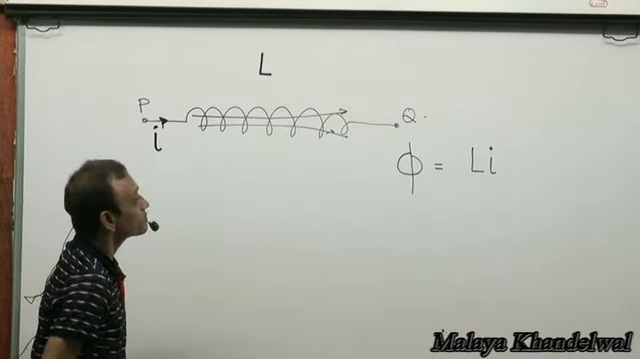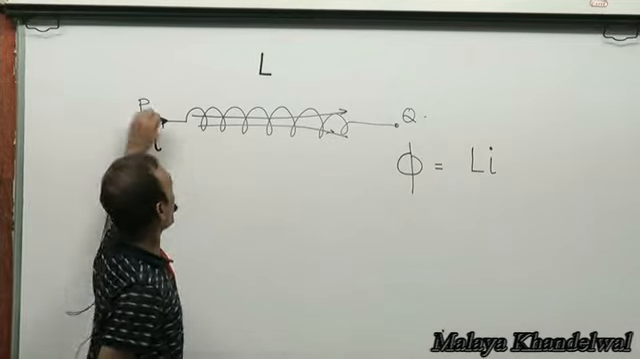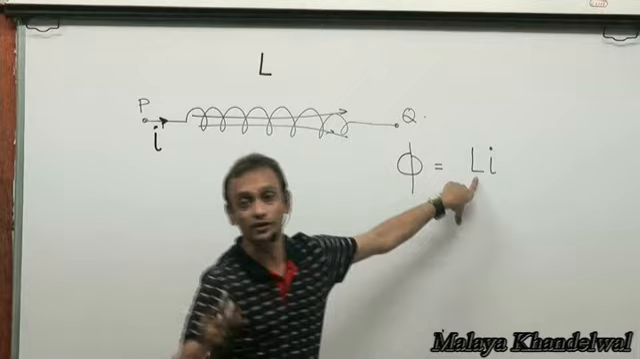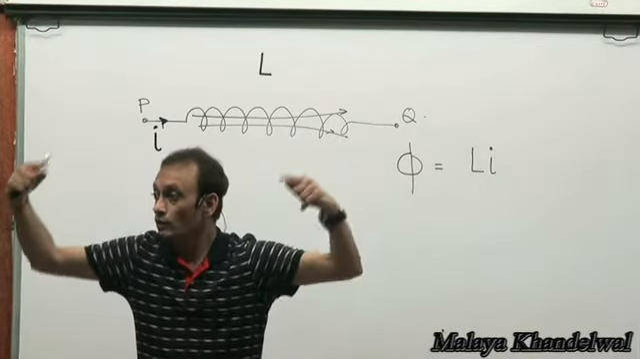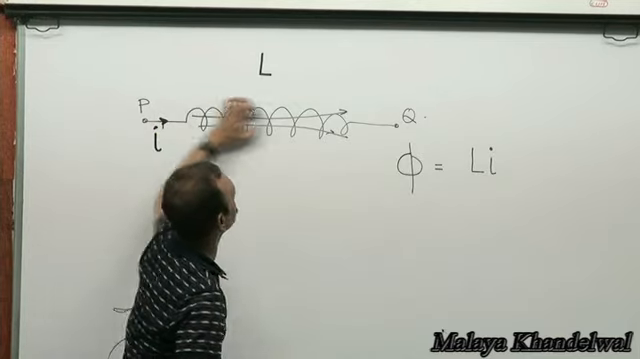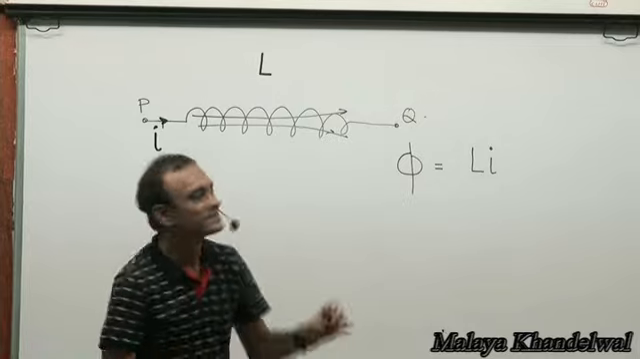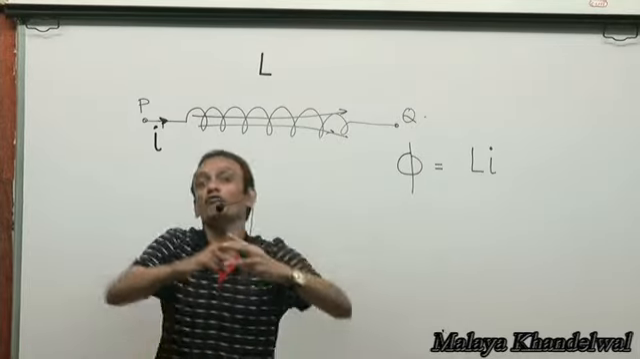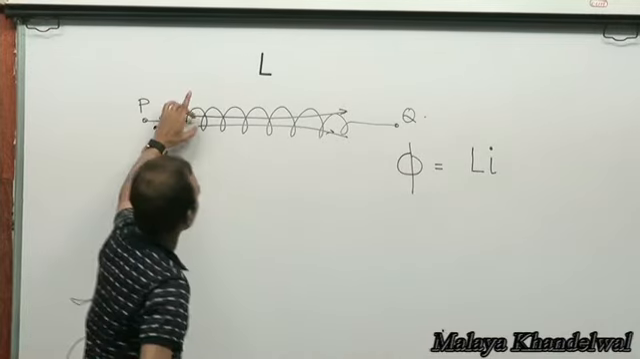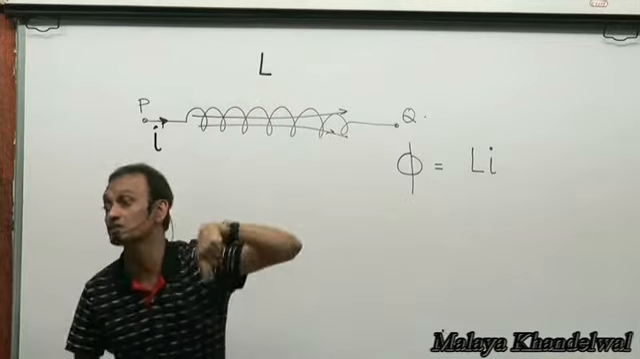Now, as long as I is maintained constant, flux will be maintained constant, and like I said, this L will depend on the geometry and the medium, right? Sometimes the medium here is just air, then it's called an air core inductor. Sometimes the medium here is a soft iron core, then it's called a soft iron core inductor. When you place a soft iron core inside the inductor, the value of L increases, is high.